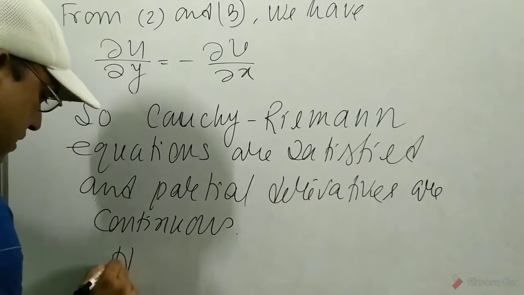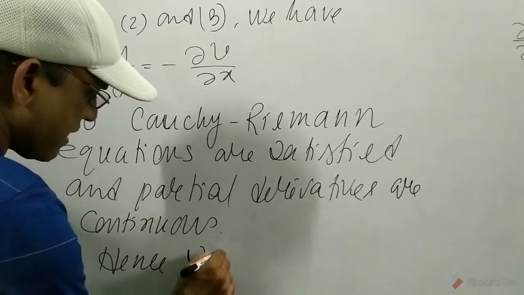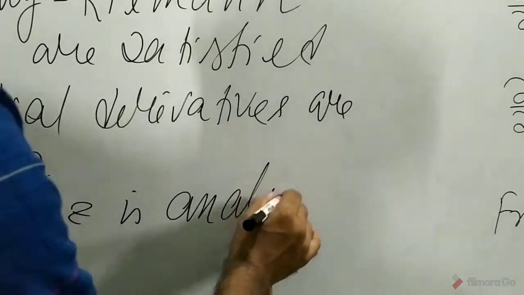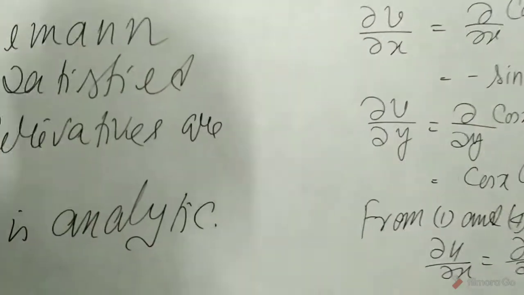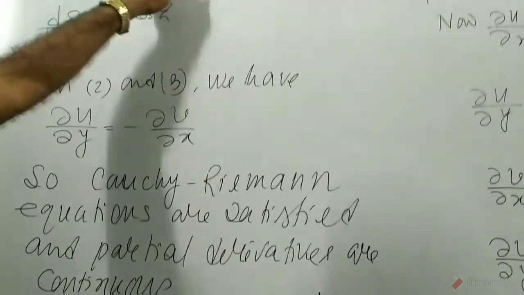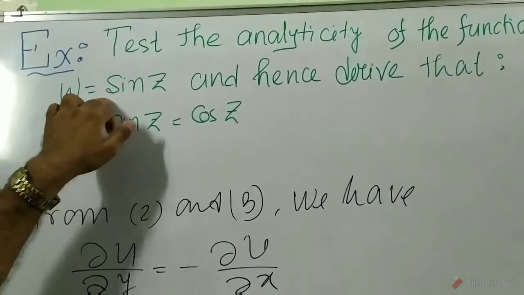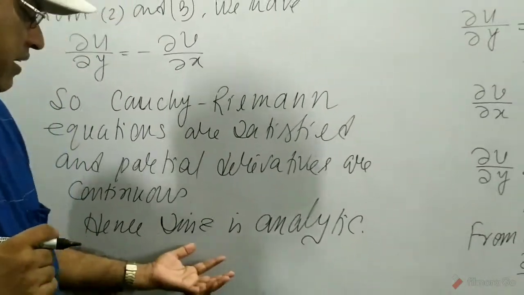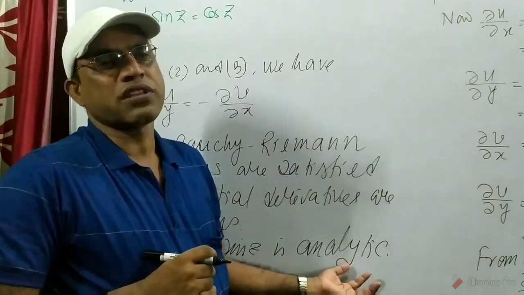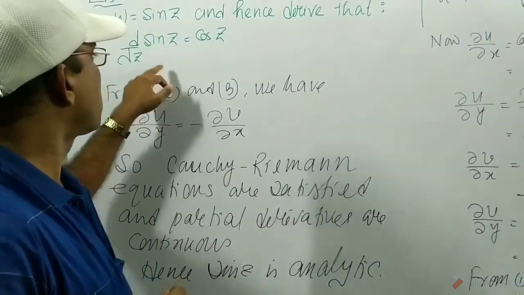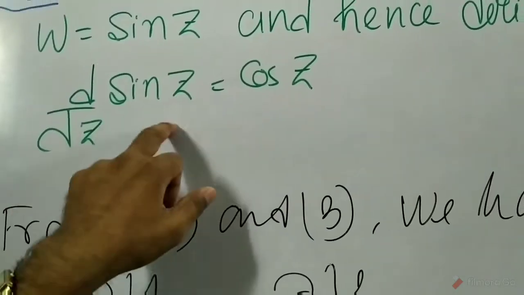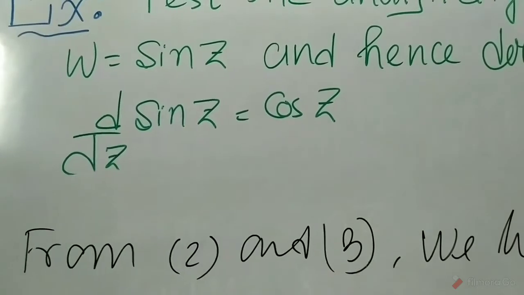Hence sin z is analytic. So this is our analyticity test of the function. After calculation, we get sin z is analytic because it satisfies Cauchy-Riemann equations. Next, second part: we have to show d dz of sin z is cos z. Now we have to prove the second part.